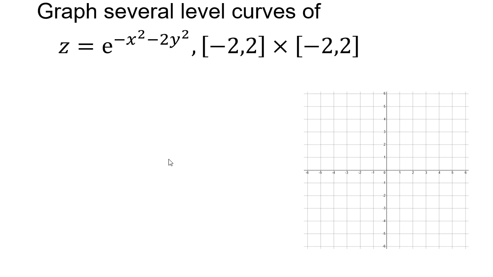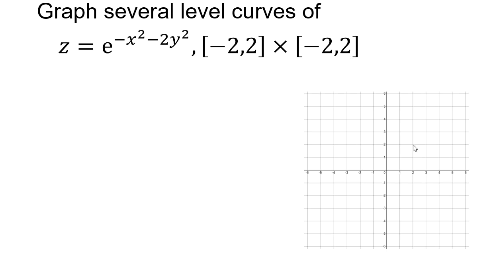In this video, let's look at some more level curves. So we're going to calculate the level curves of this three-dimensional graph, z equals e to the negative x squared minus 2y squared. And this notation here is telling us basically the x and y values. So it's saying x is between negative 2 and 2, and y is between negative 2 and 2.